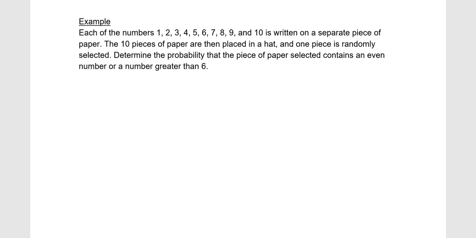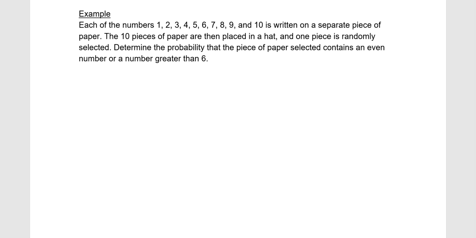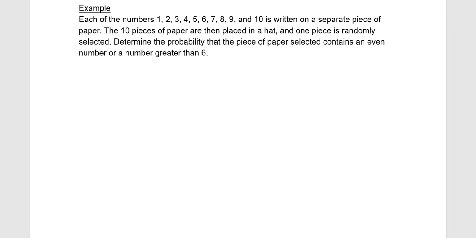Let's do a couple other examples here. For the next one, each of the numbers 1 through 10 is written on a separate piece of paper. The 10 pieces of paper are going to be placed in a hat, and 1 piece is randomly selected. We want to determine the probability that the piece of paper selected contains an even number or a number greater than 6. So pretty similar to what we just did. So let's let event E be an even number, and let's let event G be a number greater than 6. So we're going to have our formula, same formula as before.